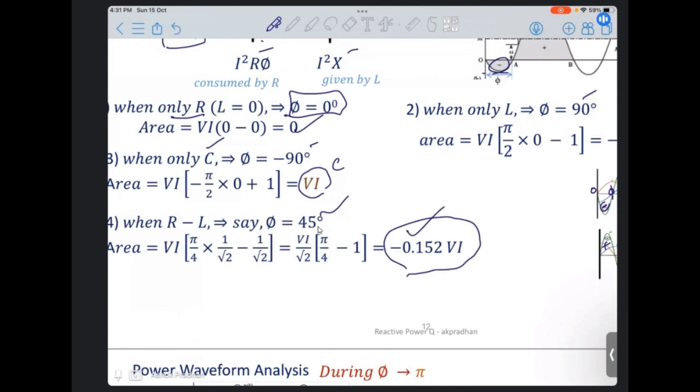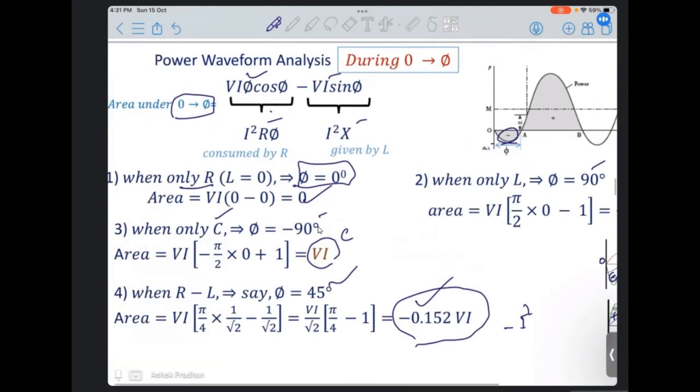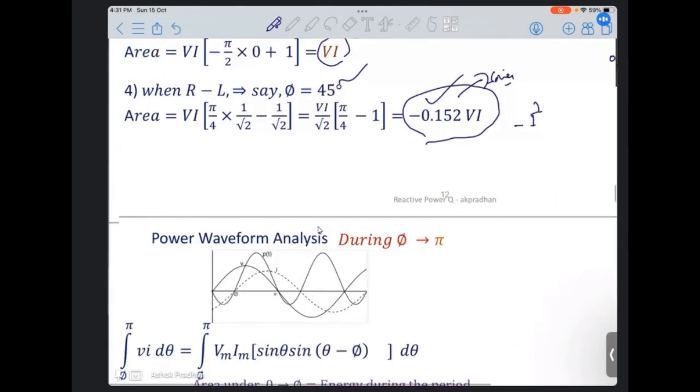Here it is minus. That minus means the inductor is able to give some energy back to the system. So this area is nothing but what we call the minus I square X, this part. So what is coming back to the source is nothing but this amount, I square X, and you can say that minus Vi phi cos phi will be that part. That part will be coming back to the system.